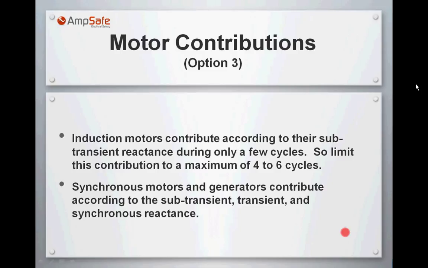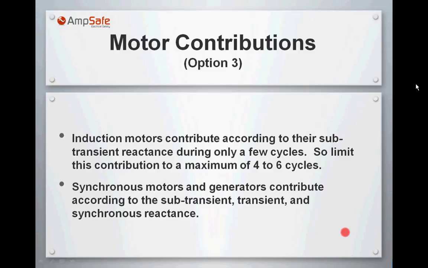So they will contribute for a very few cycles a very large amount of current, about 6 times their normal current. So if they have about 100 ampere of full load current, during the first 4 to 6 cycles after the fault, that motor is going to contribute almost 600 or more amps to the equation. Maybe that's the short circuit. Of course, it will be less for the arcing current normally, but still will contribute a substantial amount of arcing fault.